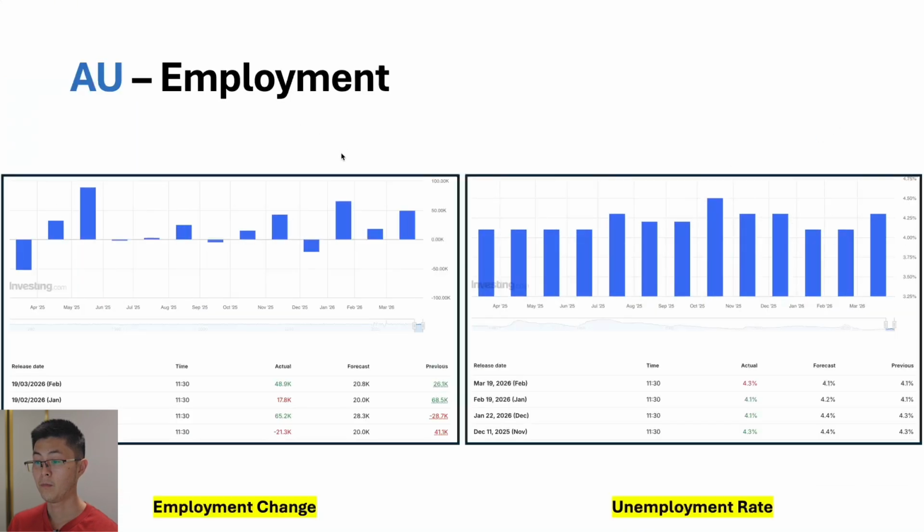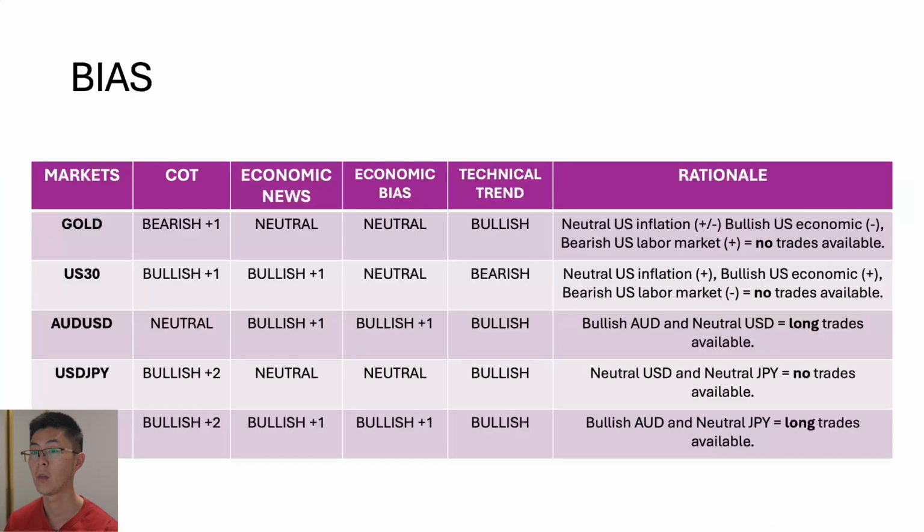No change here. The only change was employment for Aussie this week. Unemployment rates were going down, but we did have a higher reading this time, which is net bearish per se, but from the way I trade my technical data, this cancels each other out. That's why my employment bias was neutral. So bias wise, we had COT being bearish for gold, bullish for US30, neutral for AU because they were both bullish for USD, bullish for AJ.